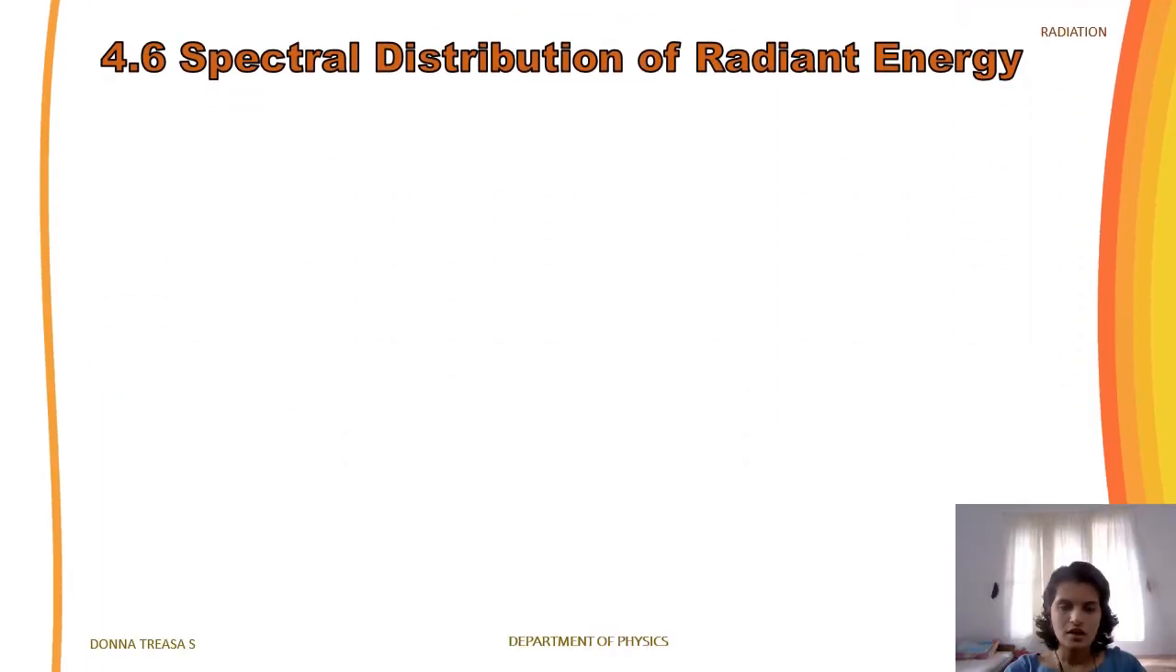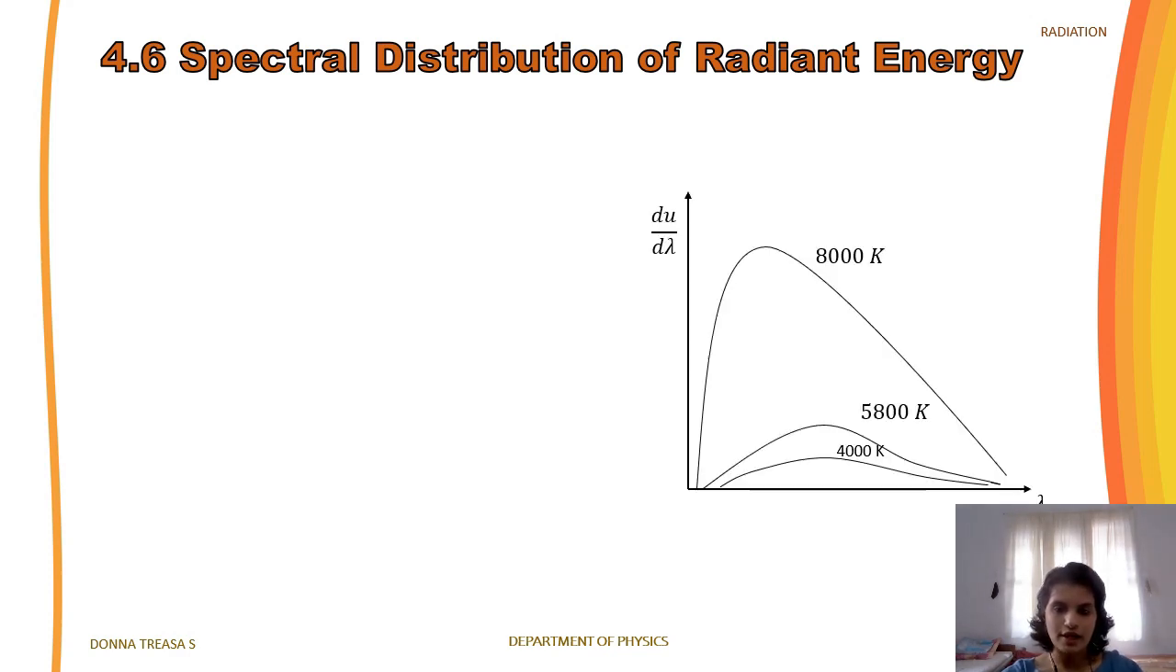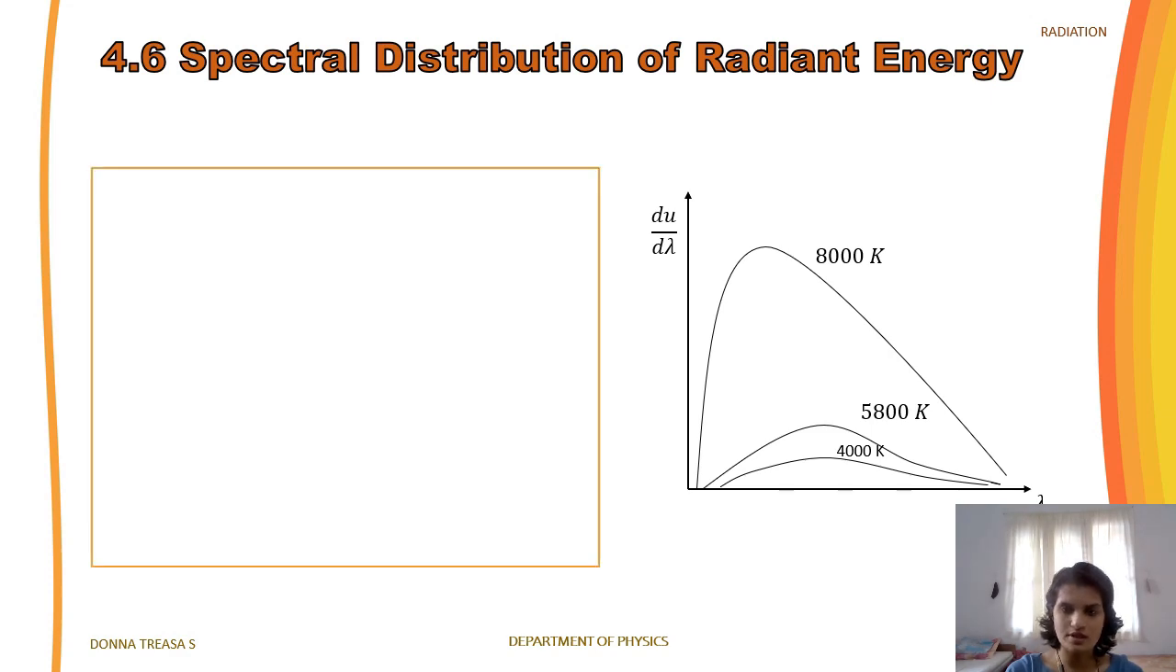Now we shall see the spectral distribution of radiant energy. The spectral distribution of radiant energy can be analyzed by plotting a graph between du by d lambda along the y-axis and wavelength lambda along the x-axis. We get different curves corresponding to different values of temperature as shown in the graph here. Based on the graph obtained, we arrive at certain conclusions which are listed here.